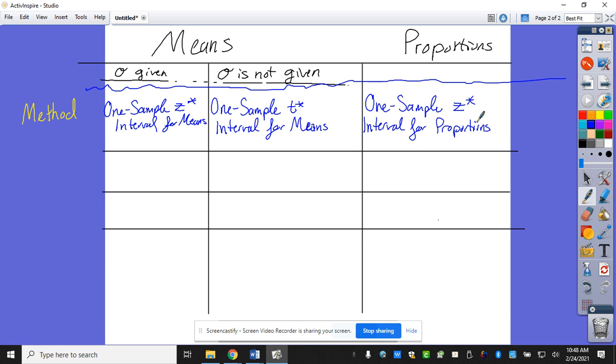What's our first condition of plan? Random. Is that one worth writing down? No, why? Same for all of them. What's our next condition? Normal. That one is worth writing down because it is not always the same.